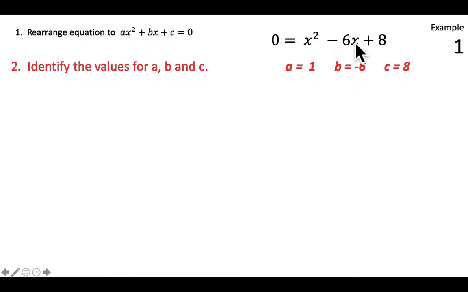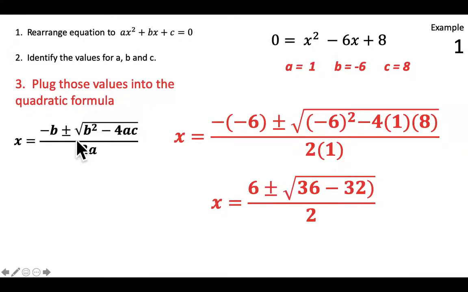The coefficient on the x term is a negative 6, and the last term is a positive 8, so C is equal to 8. So we have our values for A, B, and C, so we're just going to plug those into the quadratic formula. I'm going to go through this part relatively quickly because this is just something that you have to put pencil to paper to practice.